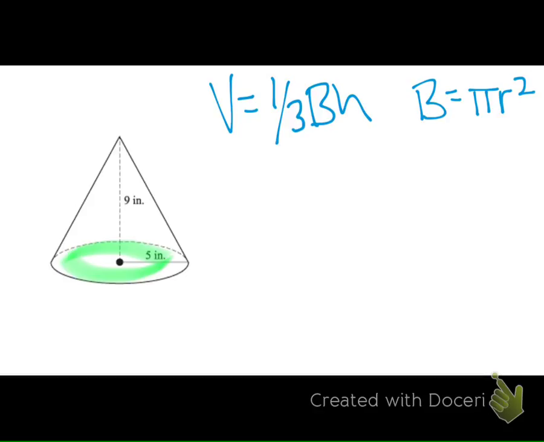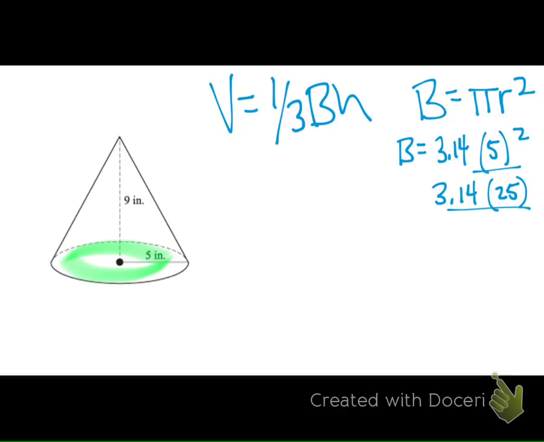I'm going to start this problem just like I would any pyramid problem, by making sure I have the area of the base. So I'm going to have pi, which is 3.14, times my radius, which is 5 squared. I'll square that 5 off, and I know I'm going to have 3.14 times 25. And on my last multiplication, I'm going to come out with 78.5 as the area of my base. Okay, so that's half the problem.